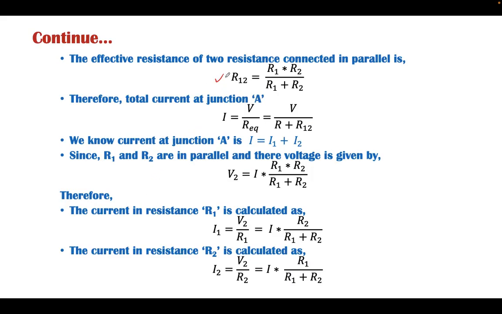Now R12 is calculated. Then the total current is calculated by taking V divided by R equivalent, which is V by R plus R12. Knowing the value of the total current in the circuit, we can calculate I1 and I2. I1 is equal to the total current multiplied by the resistance of the opposite branch divided by the sum of the resistances. I2 is equal to the total current multiplied by the resistance of the opposite branch divided by the sum of the resistances.